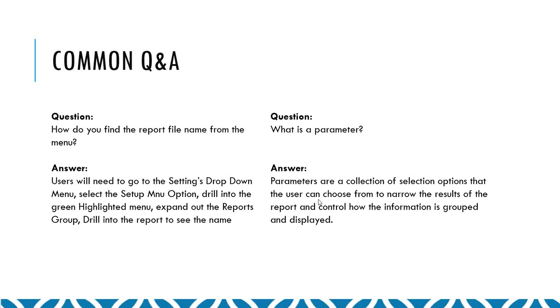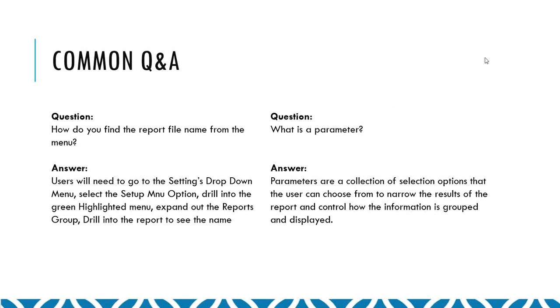And lastly, what is a parameter? I've come up with a brilliant answer that probably doesn't make a lot of sense. Parameters are a collection of selection options that the user can choose to narrow down the results of a report and to control how the information is grouped and displayed. So parameters are really your way of ordering the data before you actually run the report. What this allows you to have in the end is a very, very flexible report that can actually return different results considering the parameters that have been chosen.